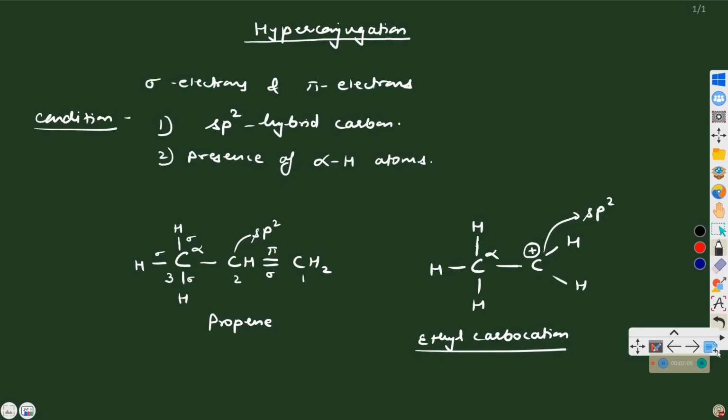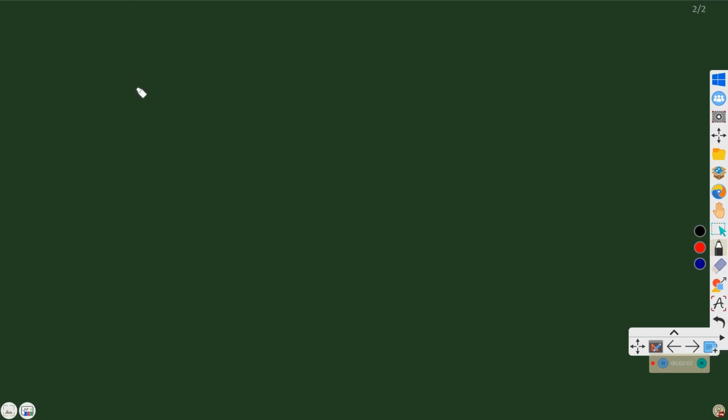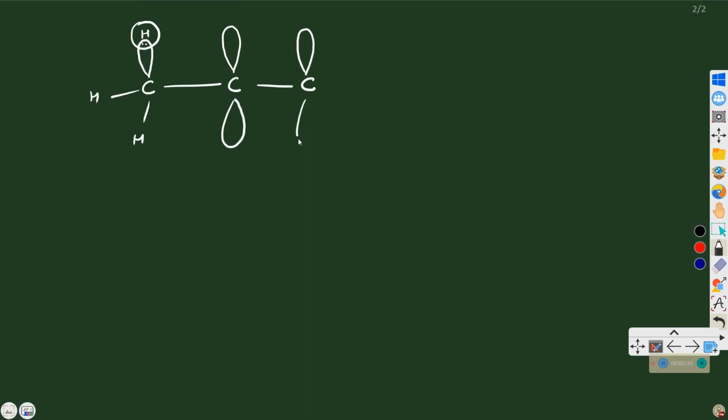Now let us see what happens here. We take a detailed example of the orbital structure diagram. Suppose this is a carbon hydrogen sigma bond. It has 2 electrons. This is the alpha carbon, and adjacent to it, suppose we take propene. Here the p orbitals show sideways overlapping to form the pi bond. 1 hydrogen here, 2 hydrogens are here. They overlap sideways to form the pi bond, and this is the sigma bond.